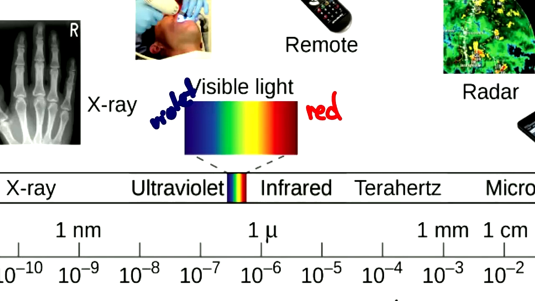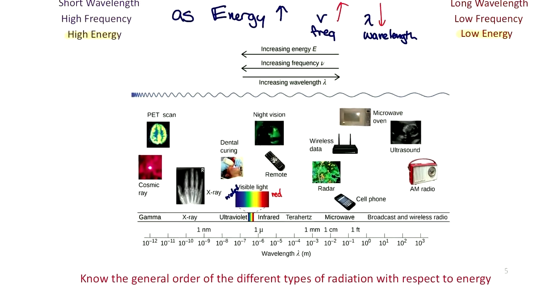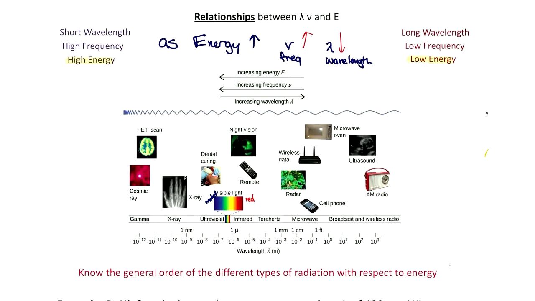Since I know UV is higher energy than infrared, compare its wavelengths. UV light should have what kind of wavelength compared to infrared? Shorter, yes. All of those trends should go together, so do know those.